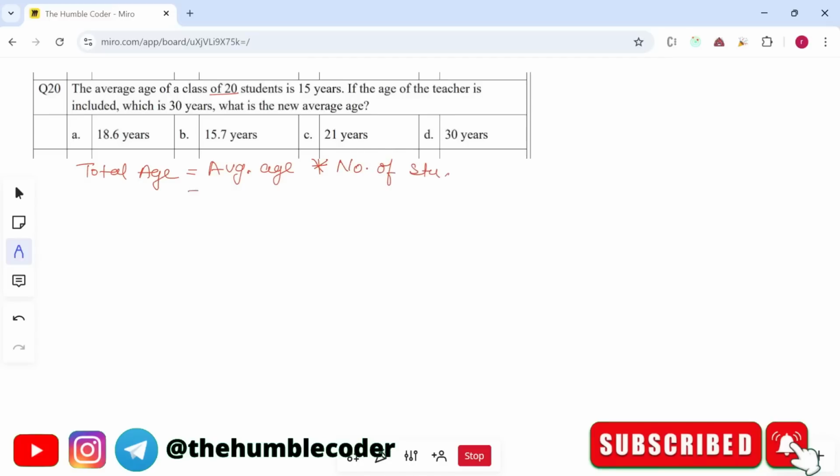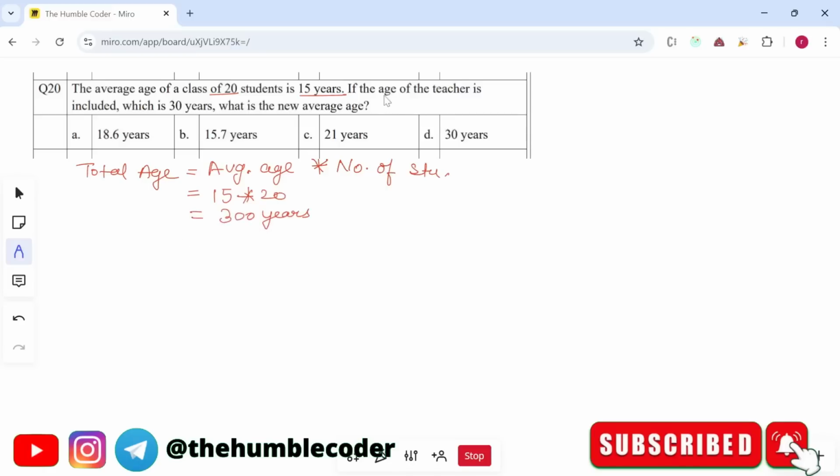So now let's find the total age. The average age that is given to us is what? 15 years. See, the average age of a class of 20 students is 15 years. So we will write the value of average age here. Then the number of students is how much? The number of students is 20, right? Now 15 into 20 is 300. So total age we can say is 300 years, okay.